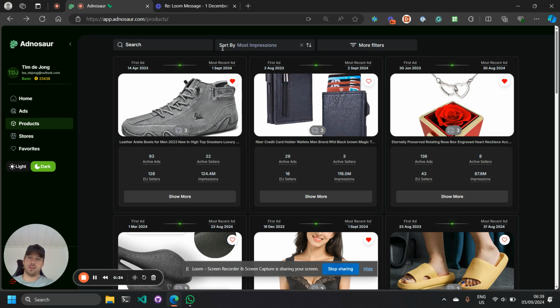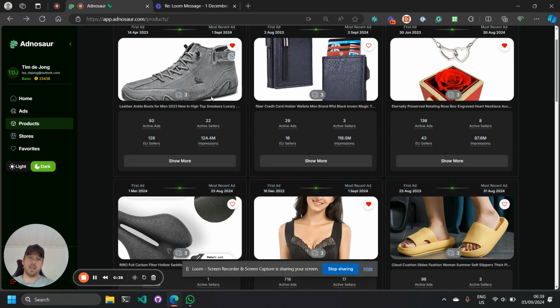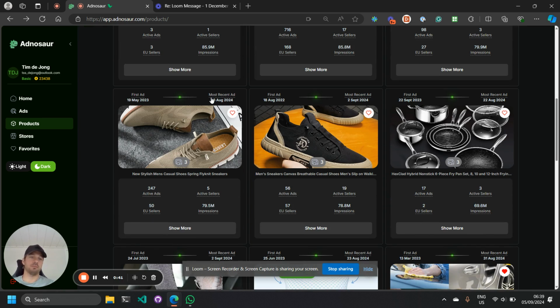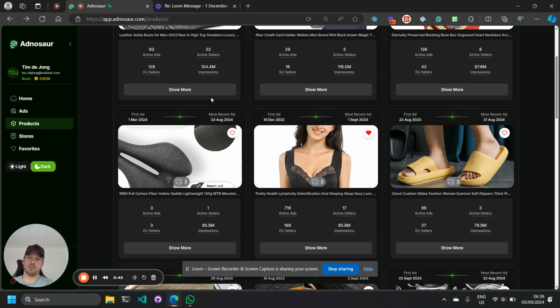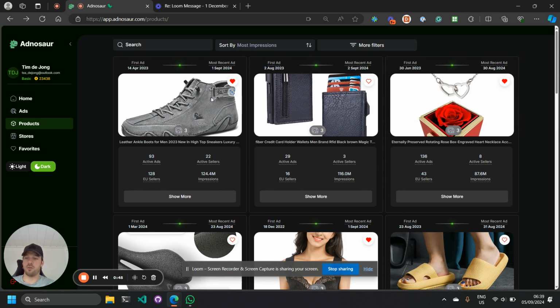So the first thing you can do is sort by most impressions, which I already have done. And you find the products that have been most popular overall. This one has the most impressions overall. This only gives you an overall view of things, so it's not over time. And these are quite old products.